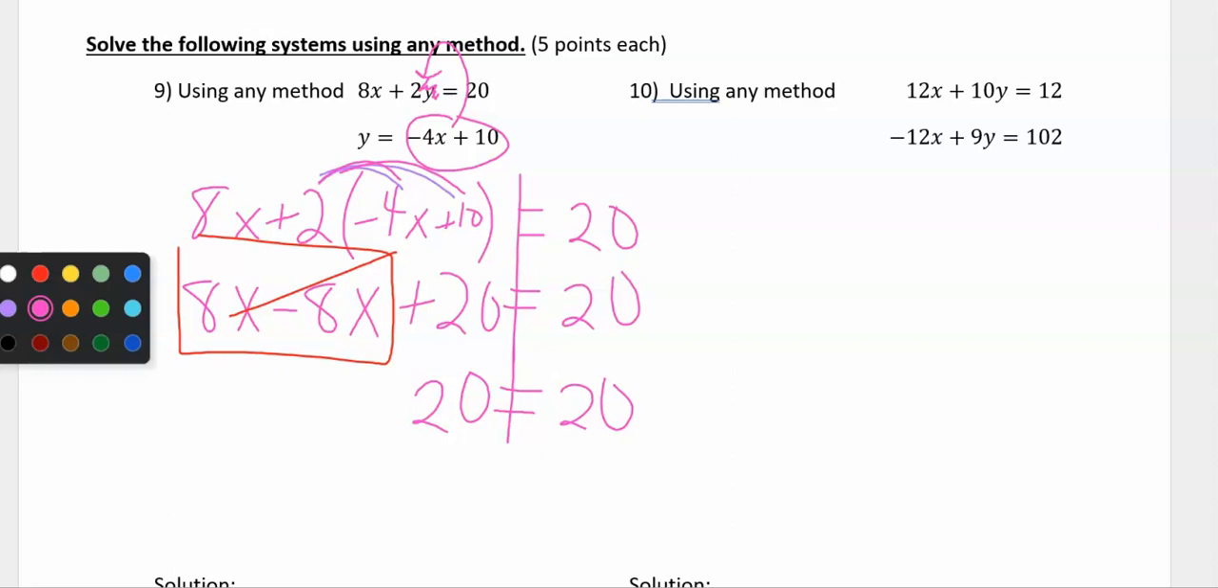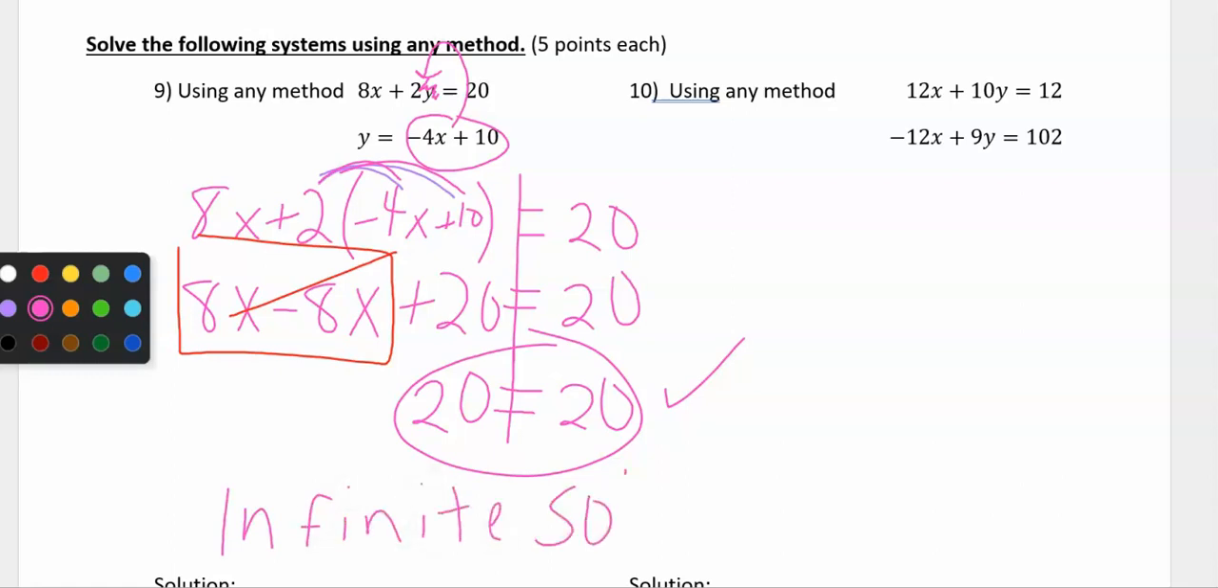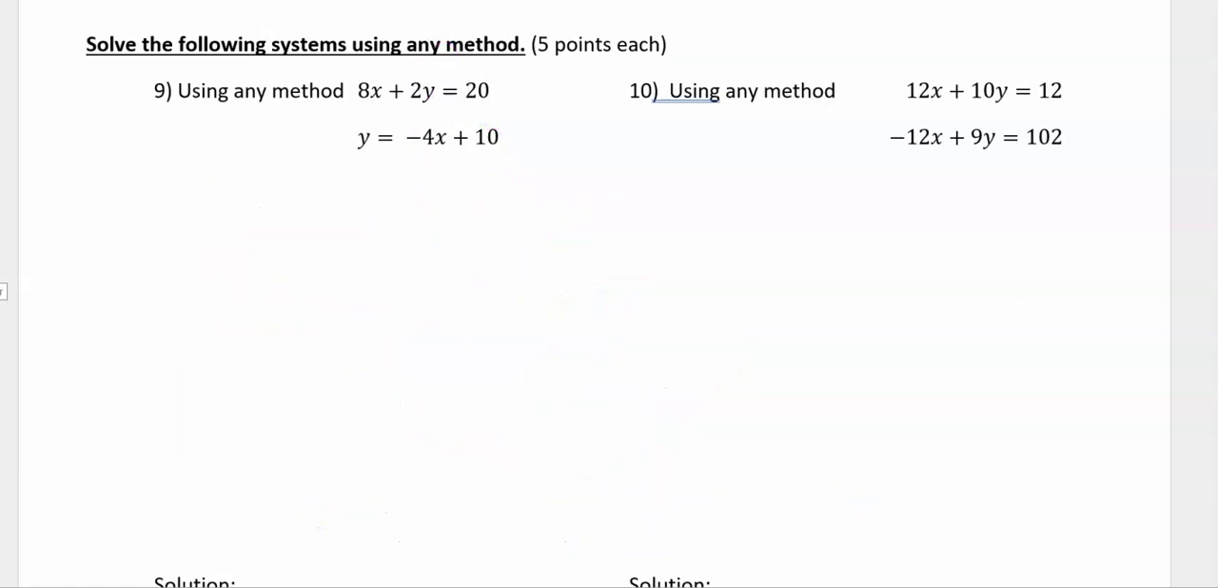infinite or no solution. So I look at what's left. That's true. 20 does equal 20. If it's true, that's infinite solutions. If it would have been something that was false, like 2 equals 20, that's no solution. All right, infinite solutions on that one.